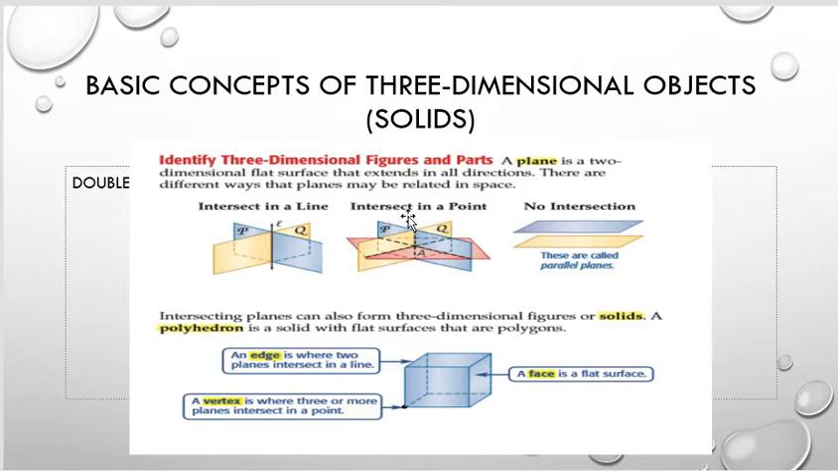Also here, planes intersect in a point. Plane Q, plane P, and plane A intersect in three different points. Alright, we also have another one, no intersection. These are called parallel planes. Intersecting planes also form three-dimensional figures or solids. A polyhedron is a solid with flat surfaces that are polygons.